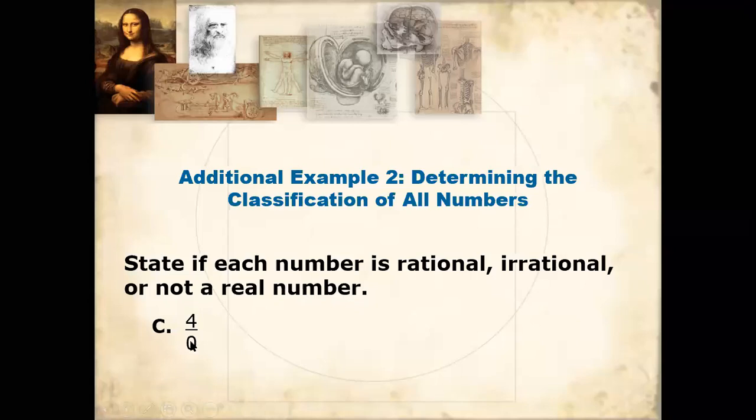No. It's 4 over 0. 4 is rational, but 0 is not a real number. It will be an error.